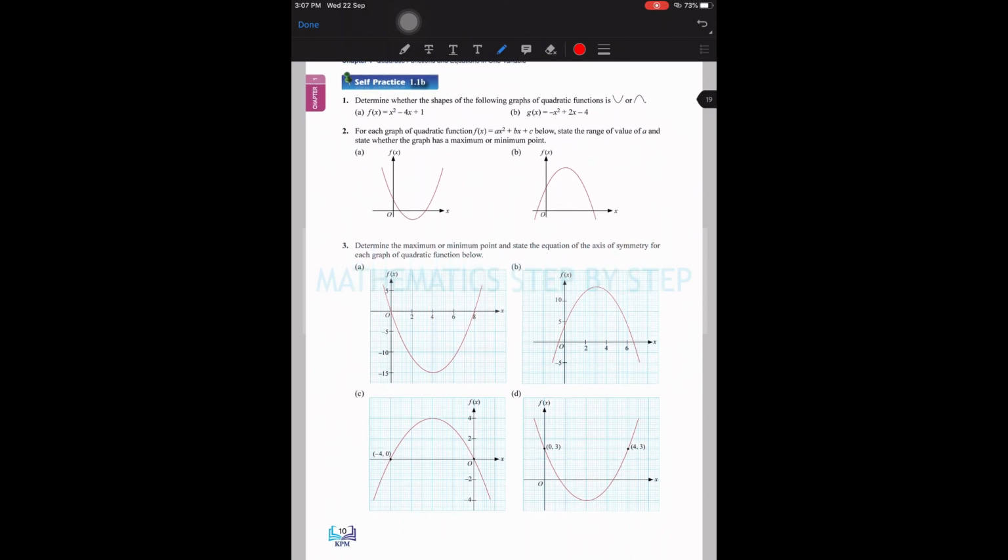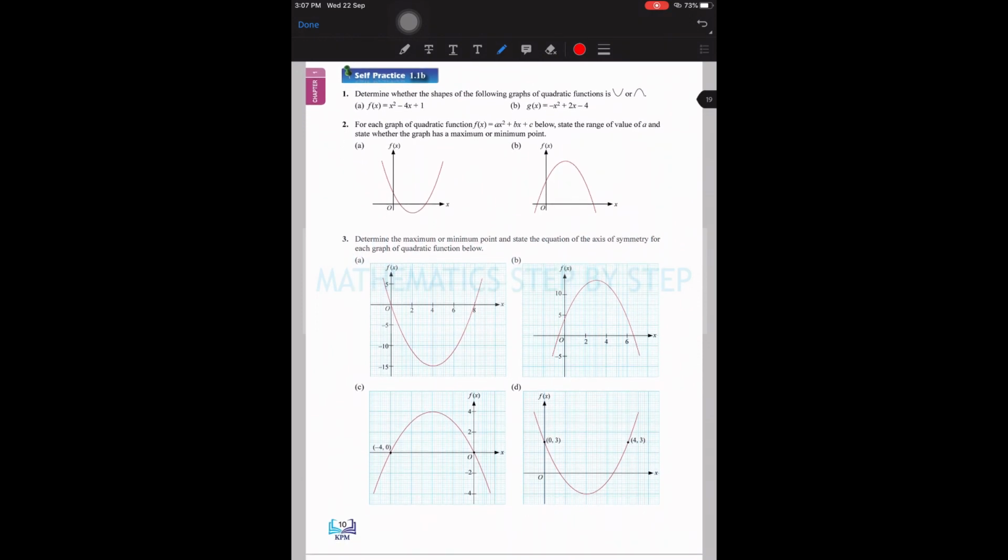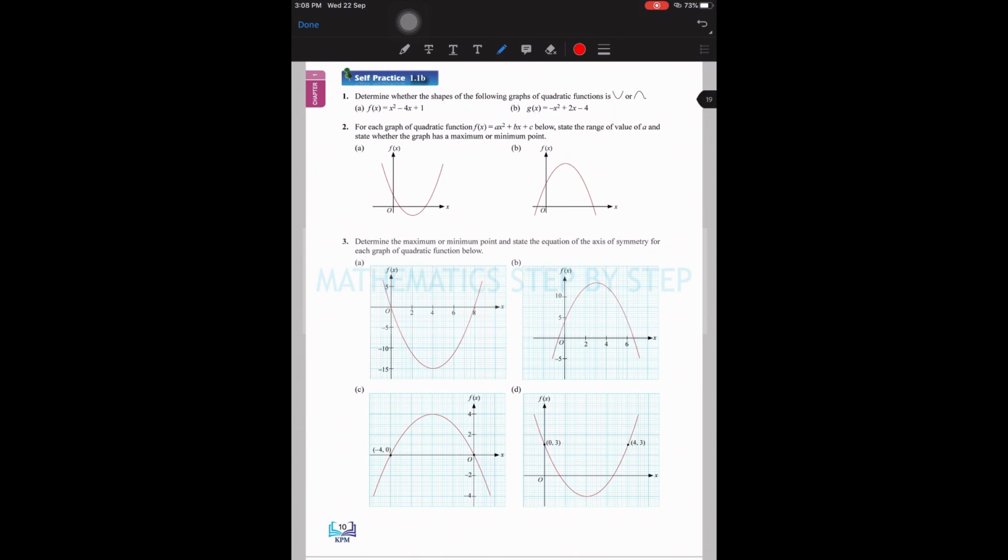So this Self-Practice 1.1b, you guys will try them at home. If you guys have any questions on all these self-practices in the textbook, I have prepared an online course for you so that it can assist you to complete your homework at home.